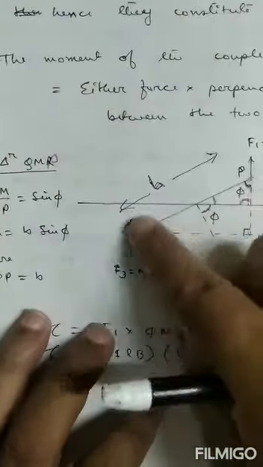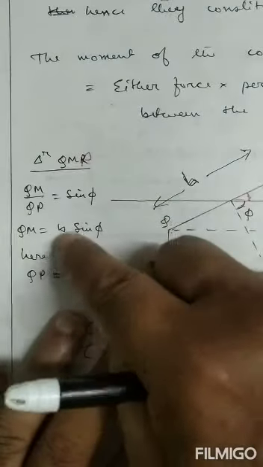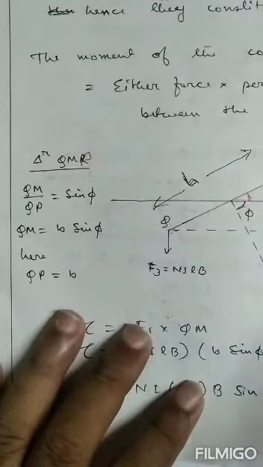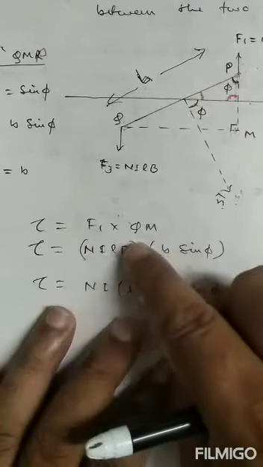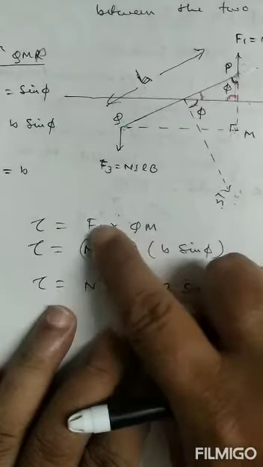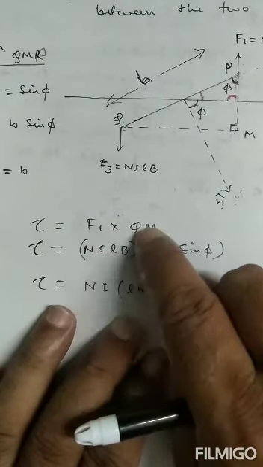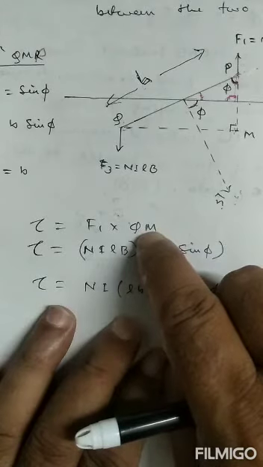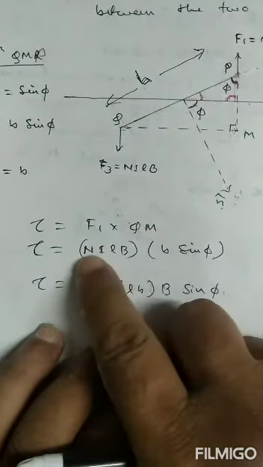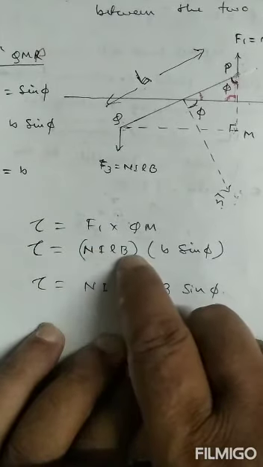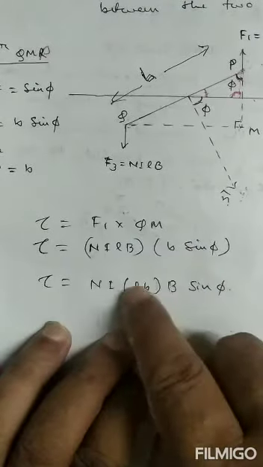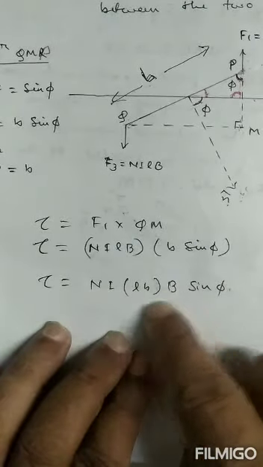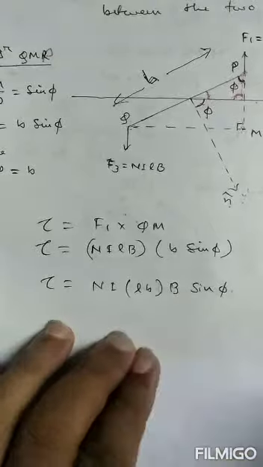What is PQ? PQ is the breadth of the coil. Therefore QM is equal to B sin phi. Therefore torque acting on the rectangular coil is force F1 times the perpendicular distance QM. Now what is the force? NILB. What is QM? B sin phi. So L into B, I rearrange the equation. L into B gives us the area of the coil.